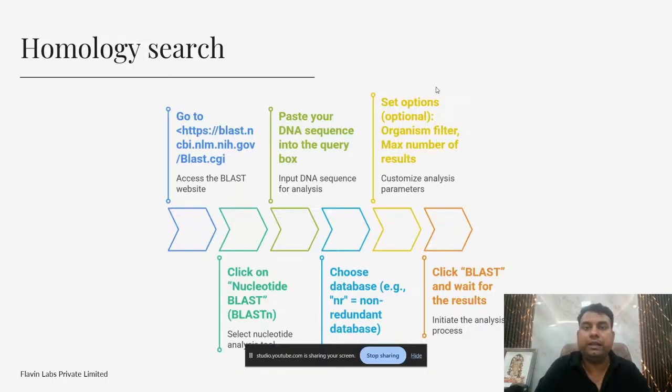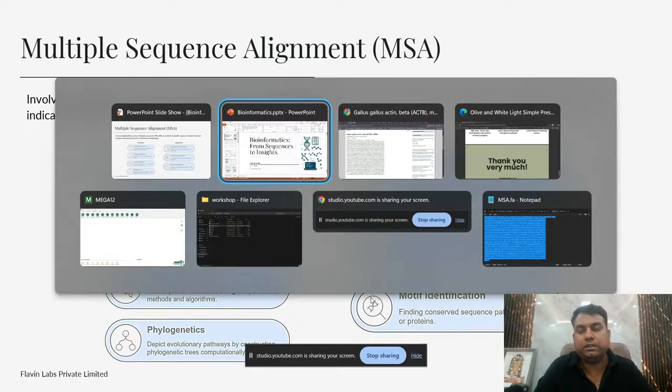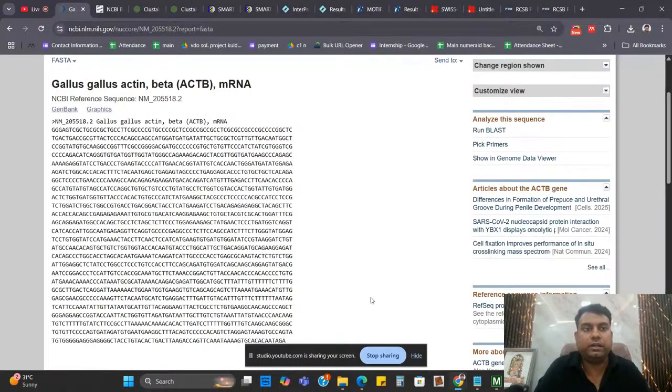These are optional parameters. If you are a novice, then you need not change anything in that. Then you will click on next, that is nucleotide blast. Then you can choose databases there, and then click blast. Okay, so we will do a quick exercise for that also.